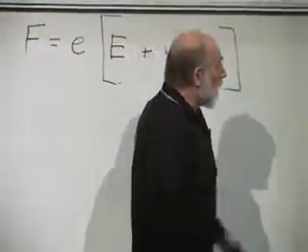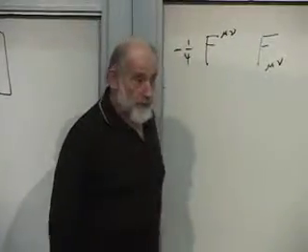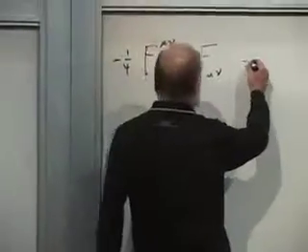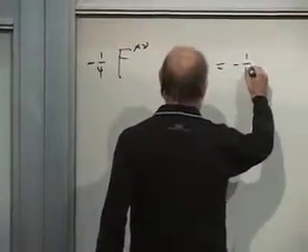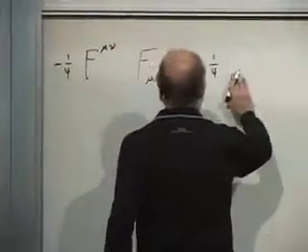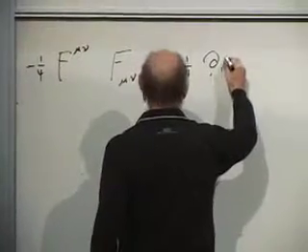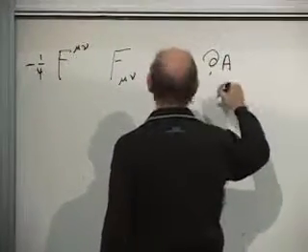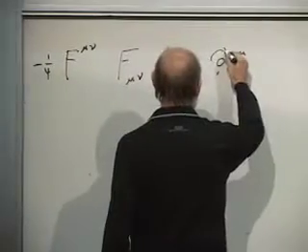Okay? Lagrangian density. And what is it? Let's write it out. 1 over 4, partial derivative of A mu with respect to x nu.